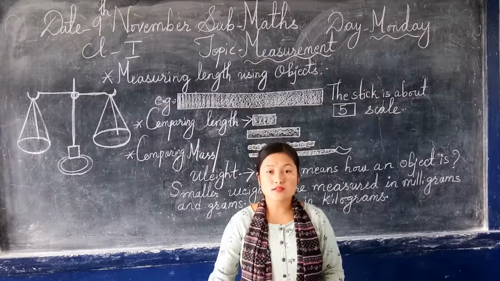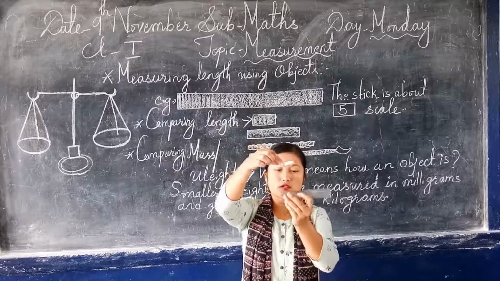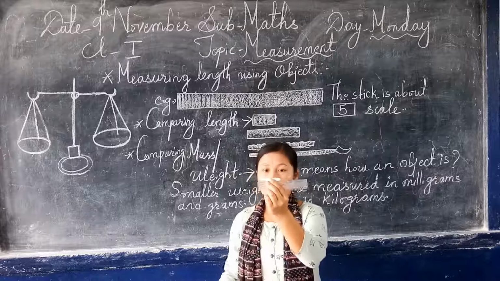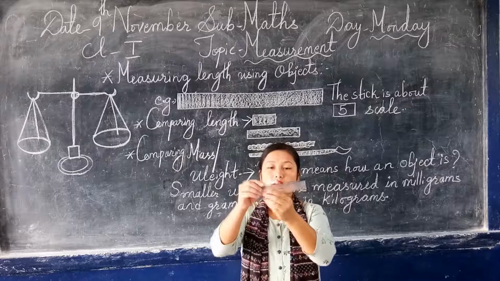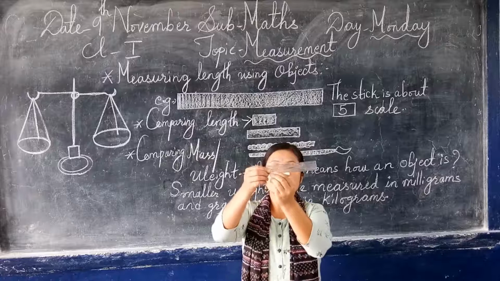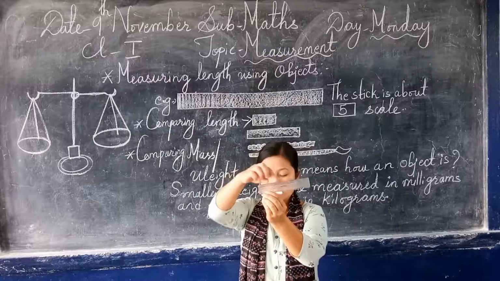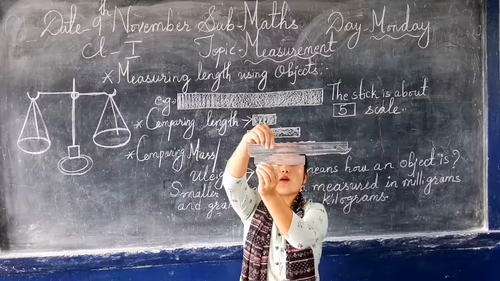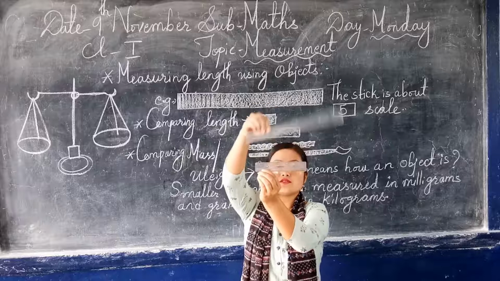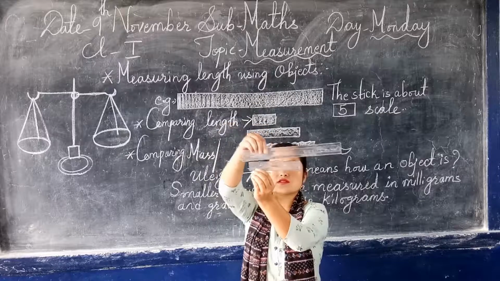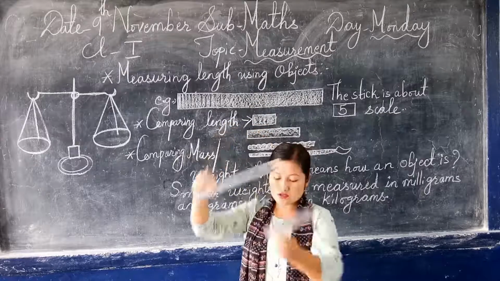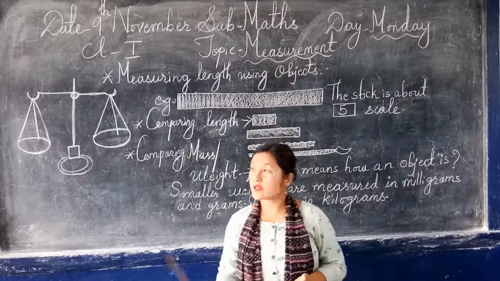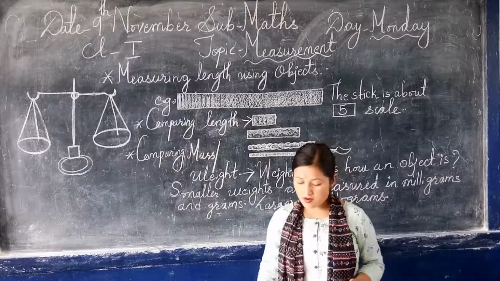Likewise, we will measure this one also. First, this chalk is a little smaller, then this small scale, and the last one, the longer scale. First of all, let me arrange like this. First we keep the chalk, then the small scale, and then the longer one. This way we can compare the length. The last one is longer, the second one is a little shorter, and the chalk is the shortest. So children, this way we can compare the length using an object.